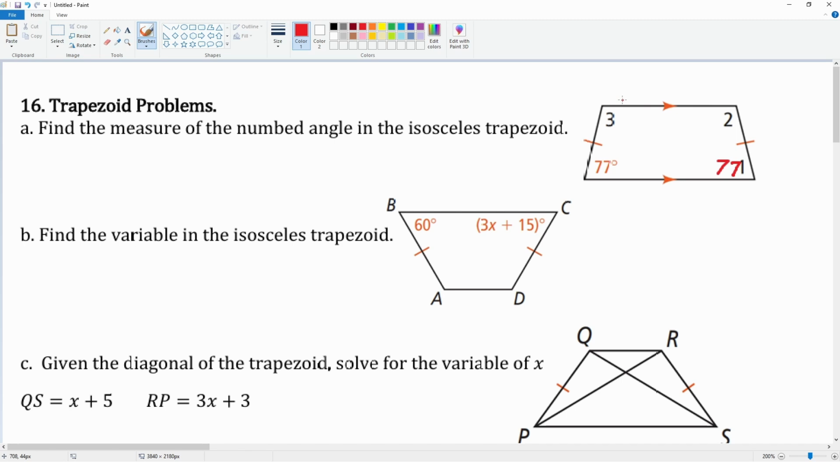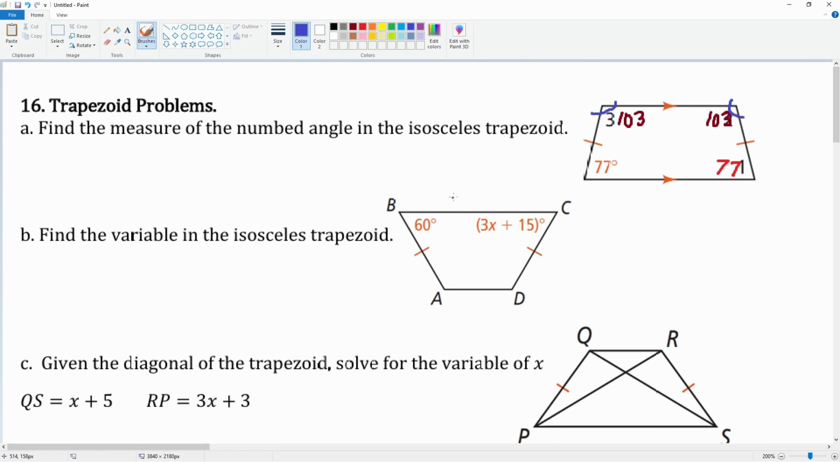Then to get angle 3 and 2, we have to look at the consecutive interior angles. They are supplementary because of those two parallel lines. So if you do 180 minus 77, you get 103. So this is also 103. Notice here, as a result, the base angles here are congruent.